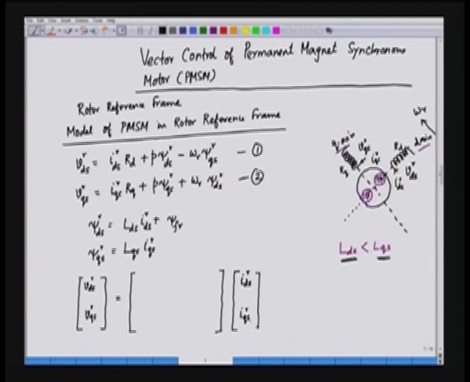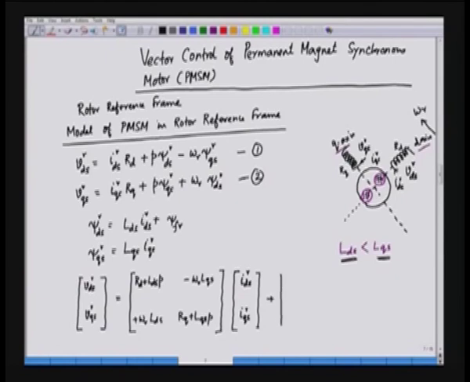And what about this matrix? The matrix we have R d here plus L d s p, and in this case we have minus omega r L q s. Similarly, this element would be L q plus R q plus L q s p, and this element will be plus omega r L d s.